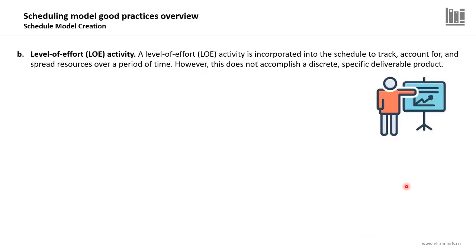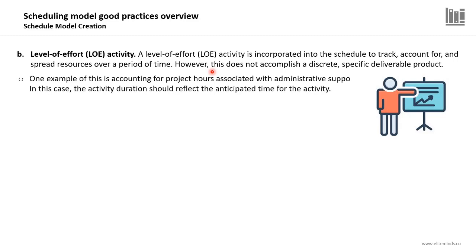Another type of these activities is the level of effort, and I got one question in my PMI-SP exam about this type. A level of effort activity, or LOE, is incorporated into the schedule to track, account for, and spread resources over a period of time. However, this does not accomplish a discrete, specific deliverable product. So there is no deliverable that will be produced at the end of the level of effort activity. It will not affect the schedule. It will not affect the critical path. It is only there to track something or to monitor the spread of resources over a period of time.